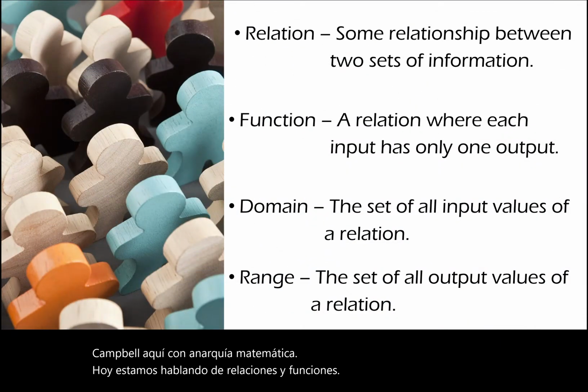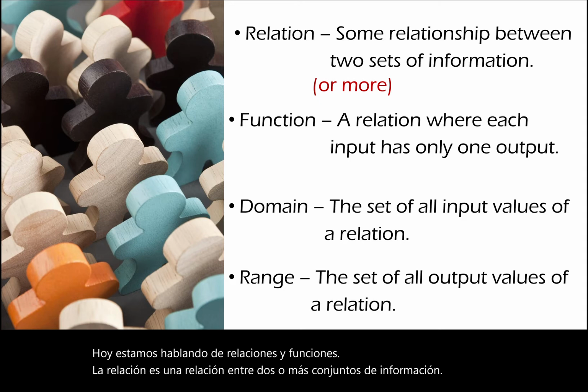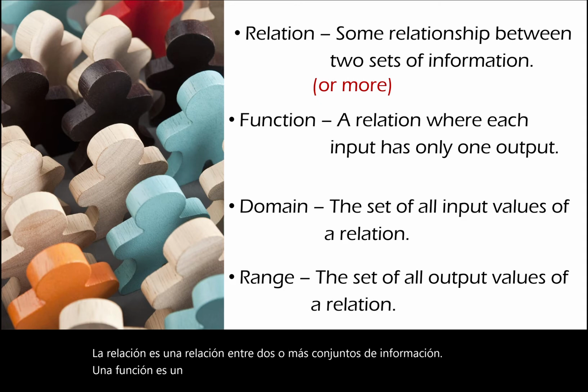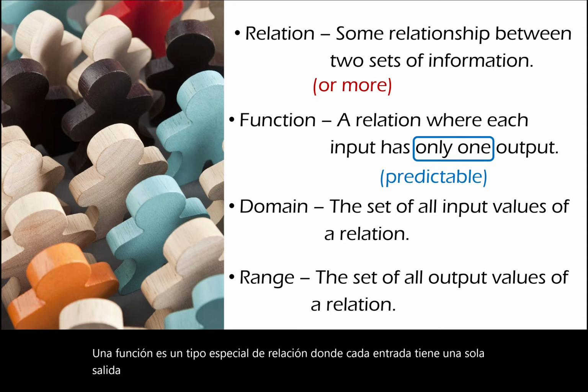A relation is some relationship between two or more sets of information. A function is a special type of relation where each input has only one output. That's important, only one. It makes it predictable.